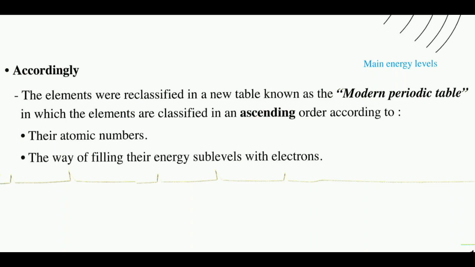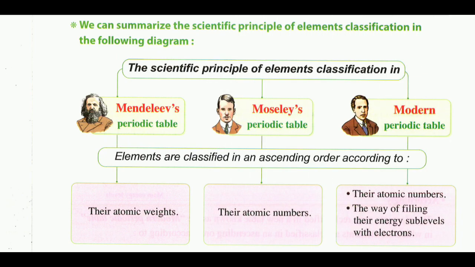The scientific principle of elements classification in Mendeleev's periodic table, Moseley's periodic table, and the modern periodic table: elements are classified in an ascending order according to their atomic weight, their atomic number, and the way of filling their energy sublevels with electrons. This is the modern periodic table and its blocks.